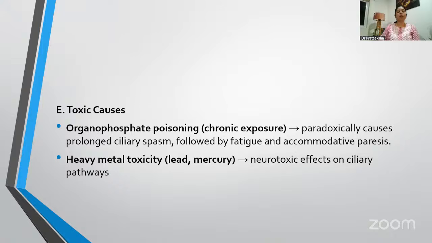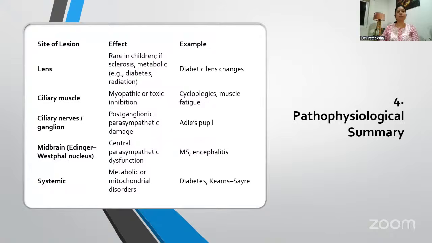Toxic causes: organophosphate poisoning, chronic exposure paradoxically causes prolonged ciliary spasm followed by fatigue and accommodative paresis. Heavy metal toxicity with lead or mercury has a neurotoxic effect on the ciliary pathway.